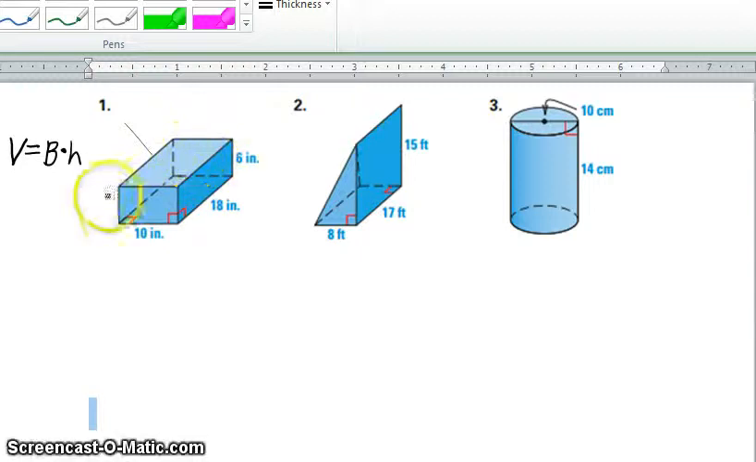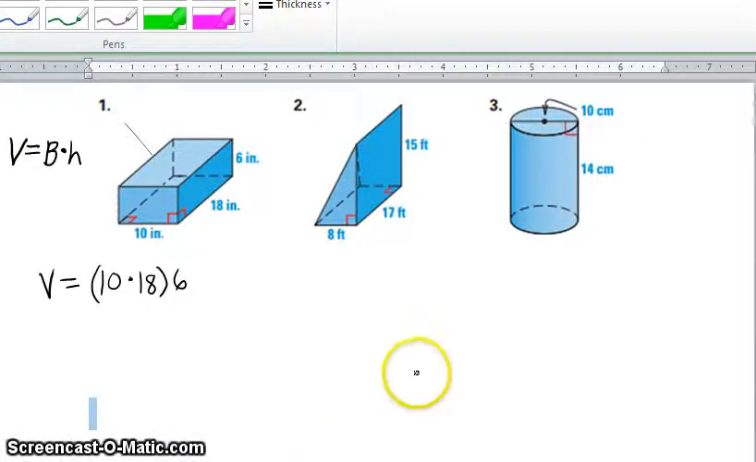So in number 1, our base is a rectangle. So our volume is the area of this rectangle, which is 10 times 18 times our height of 6. So 10 times 18 times 6 gives us 1,080, and our units are inches cubed. We call this a rectangular prism.